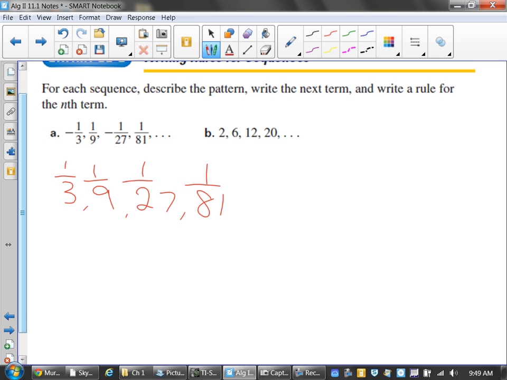Now, since your signs are changing, your first term was what? Your first term was negative 1/3. So that means my basic rule, my a sub n, was my first term raised to the n value. Does that make sense? The first term was negative 1/3 raised to the first power. The second term, negative 1/3 squared, which is 1/9. Third term is negative 1/27. It's negative 1/3 cubed, and so on.